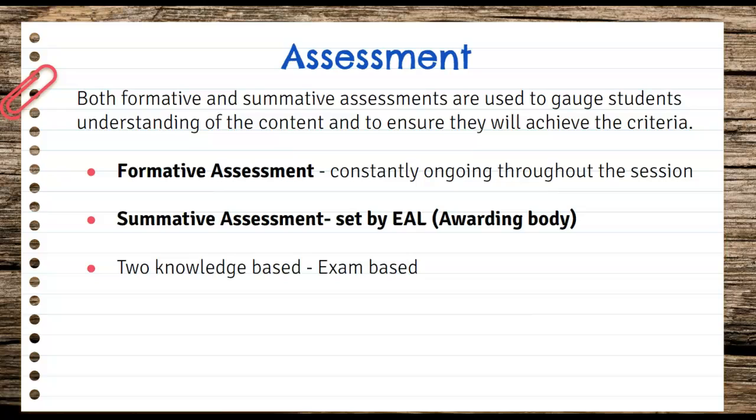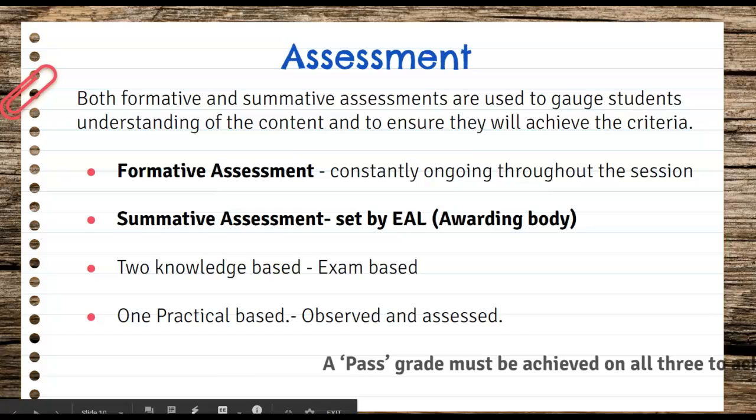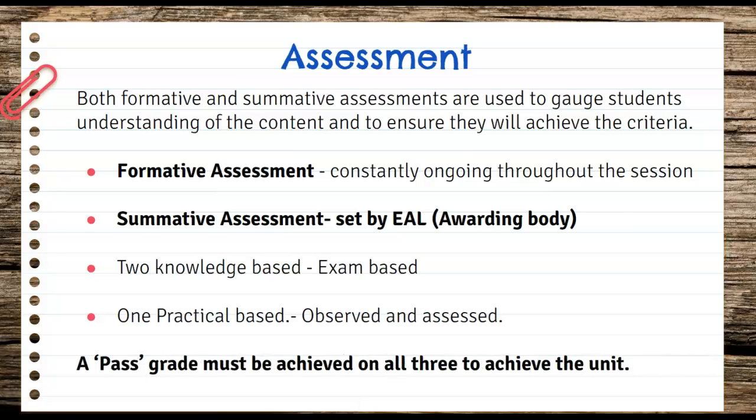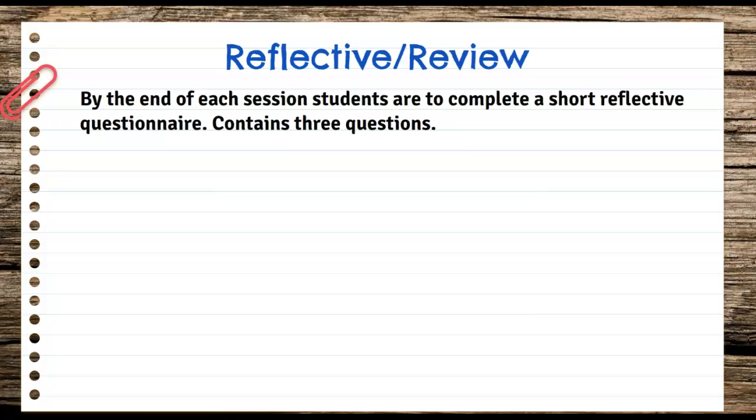You have 2 knowledge-based summative assessments. These are exam-based. All right, so it covers the first 2 learning outcomes, engineering maths and science, but then there are questions from the others. You then have 1 practical-based, which is observed and assessed. Okay, a pass grade must be achieved on all 3 of these to achieve the unit, but it is a merit and distinction. Your target grade is merit, so you should be aiming for that. Now, regarding these exams, I'm fully aware that we're in lockdown at the moment and everybody's getting excited. All right, but you will have time to go into the college and carry out the practical elements.